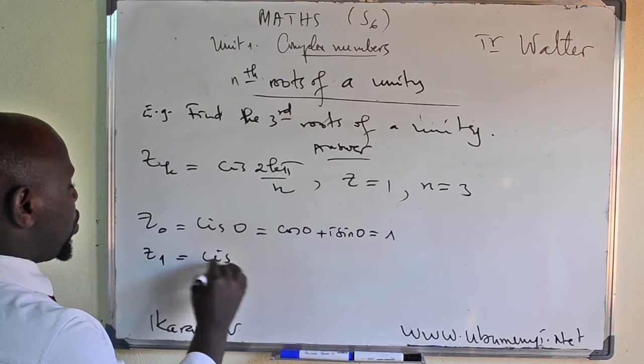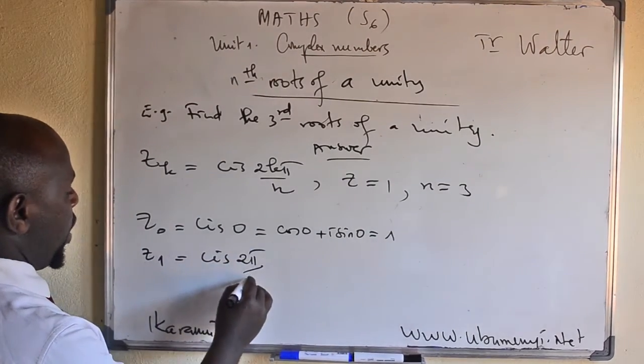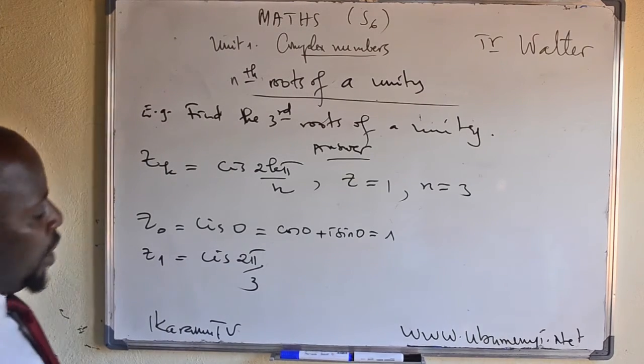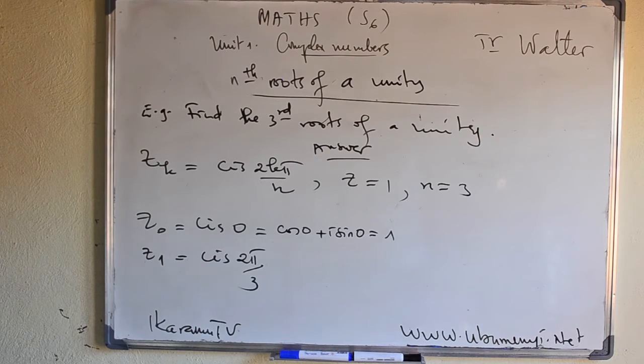And now we get the second one, z1, which will be equal to cis of 2 pi over 3, because if k equals 1, we get 2 pi over 3, since n is 3. So here, ladies and gentlemen, we are going to get what?